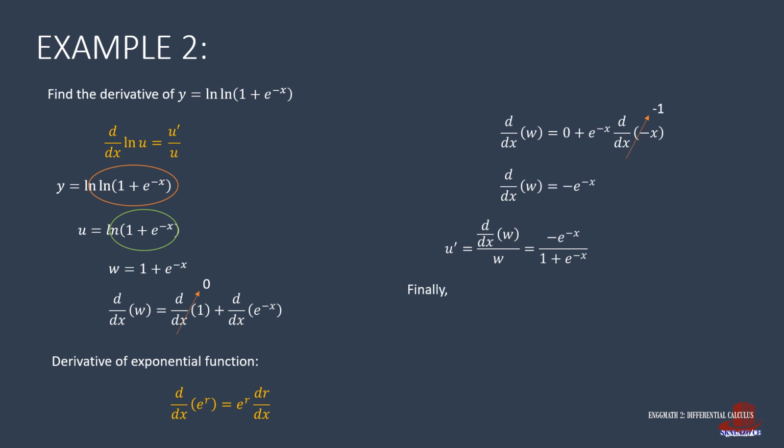Knowing u and u prime completely, we can take y prime as the ratio of the fraction negative e raised to negative x over the quantity 1 plus e raised to negative x, and ln of the quantity 1 plus e raised to negative x. We simplify the equation into a single fraction bar, and that makes y prime as negative e raised to negative x over the quantity 1 plus e raised to negative x times ln of the same quantity 1 plus e raised to negative x.